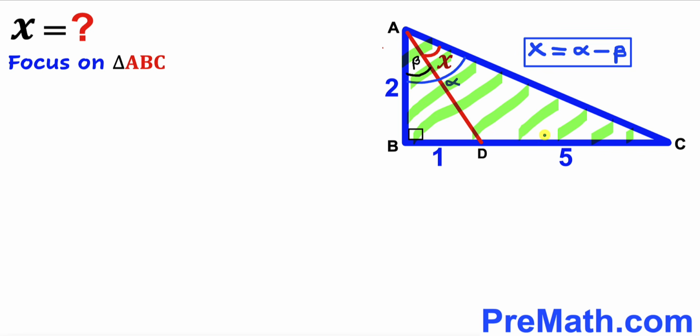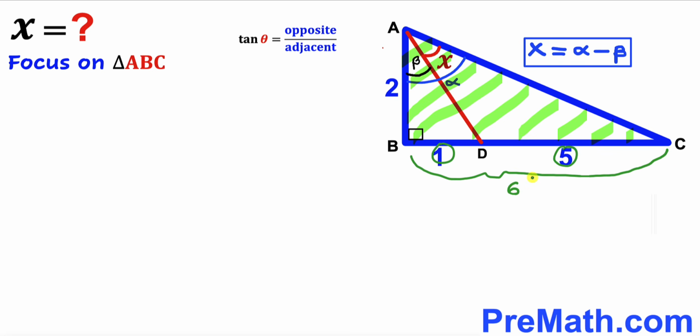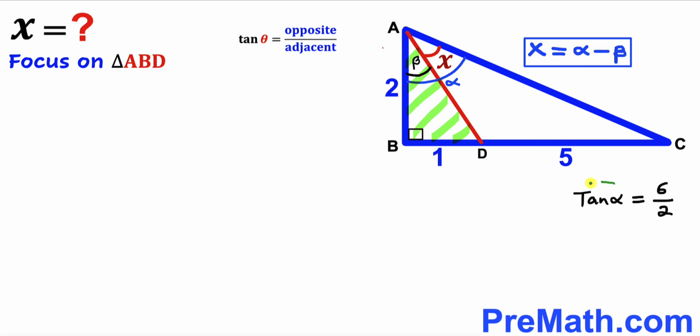And now we are going to focus on this big blue right triangle ABC. And now let's recall the famous trigonometric ratio. Tangent of theta is always equal to opposite side divided by the adjacent side. So therefore for this angle alpha, this whole BC is going to be our opposite leg. That is going to be 1 plus 5, which gives us 6 units, whereas our adjacent side is going to be 2 units. So therefore we can write tangent of angle alpha is going to be equal to our opposite side 6 divided by our adjacent 2 units. So thus our tangent of alpha value turns out to be 6 divided by 2. I'm going to leave it just as it is. No need to simplify yet.